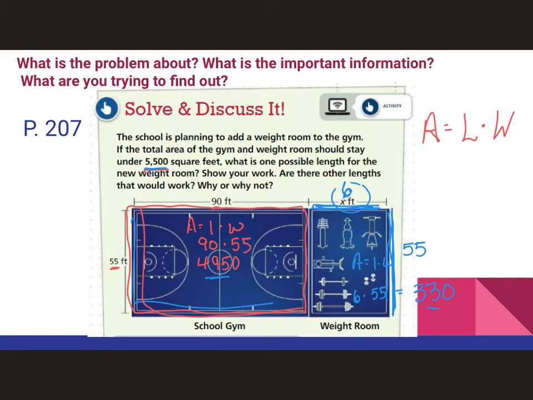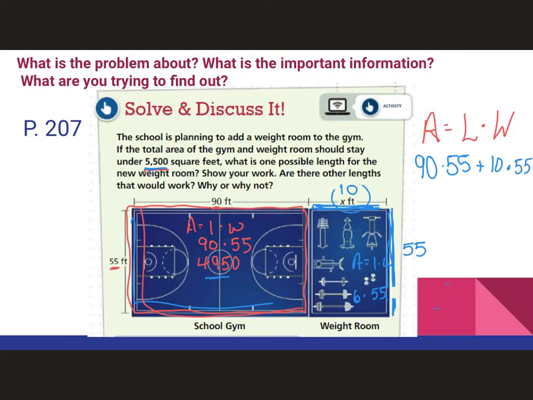So what's the highest we can go up to? Well, what happens when we put 10 here? Now we have two ways of figuring out this area. We can do it in pieces: find the length times the width of the gym, and then add that to the length times the width of the weight room.